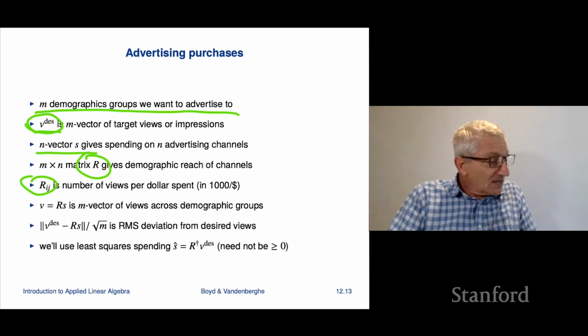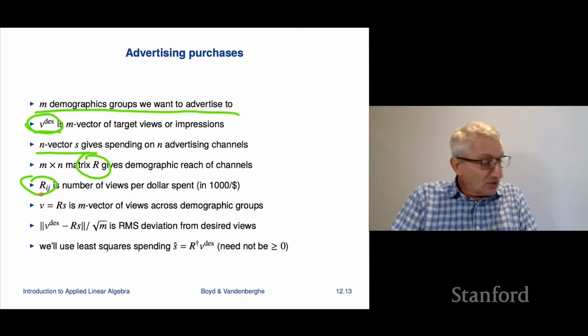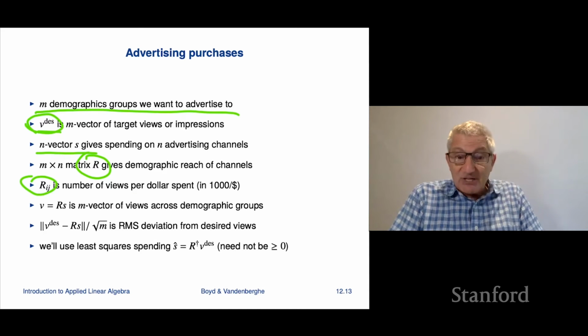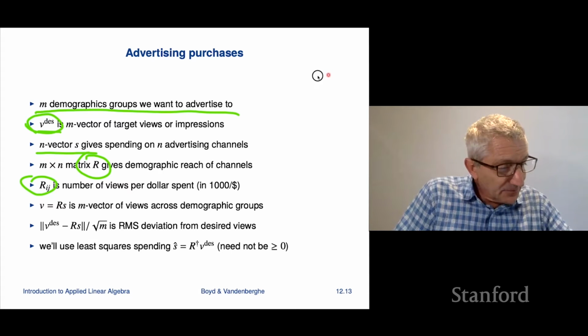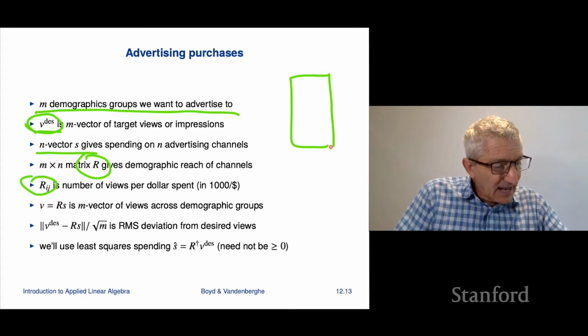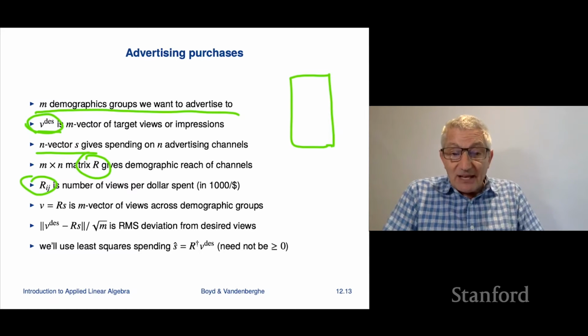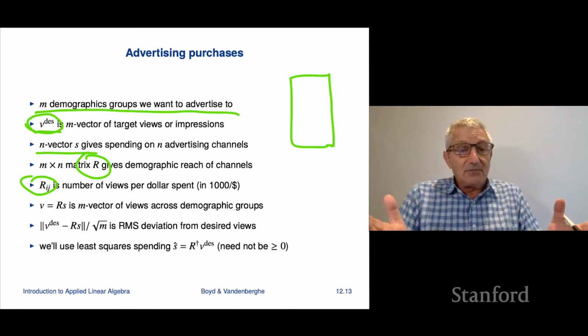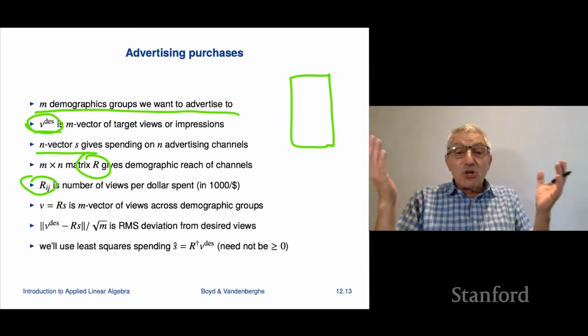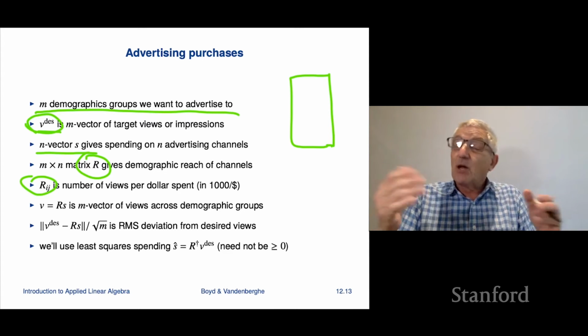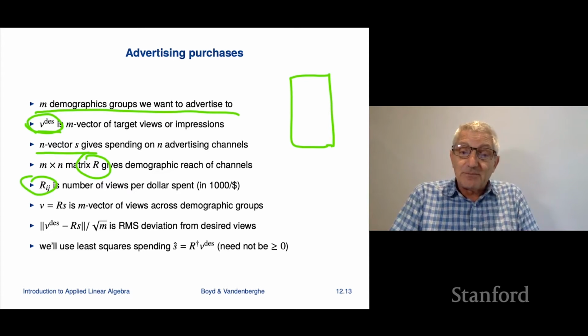R_ij is the number of views per dollar spent, and so that's an interesting matrix. We can take a look at it. As I would recommend you always do when we get into applications, go slow, sit down, and ask yourself the following: what does a row of that matrix mean, and what does a column mean? So let's answer that question.